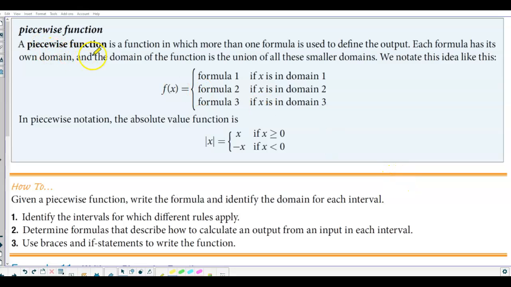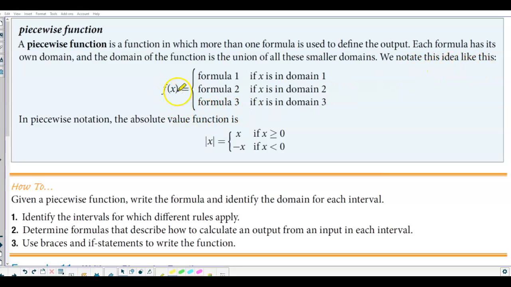Now, a piecewise function is a function in which more than one formula is used to define the output. Each formula has its own domain, and the domain of the function is the union of all these smaller domains. So we notate this idea like this.